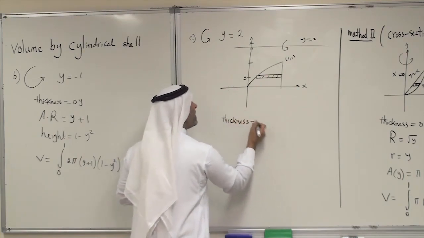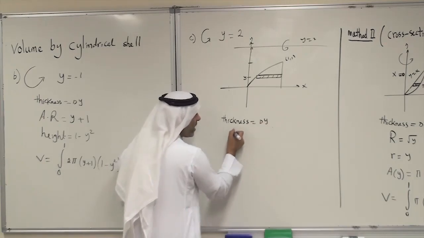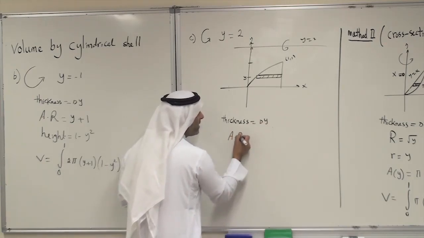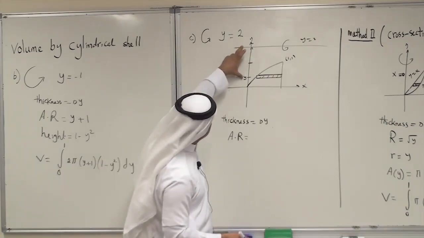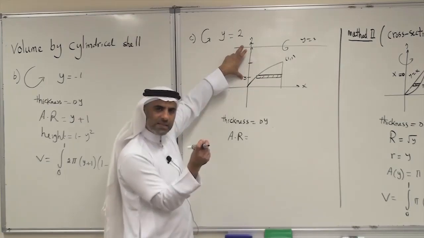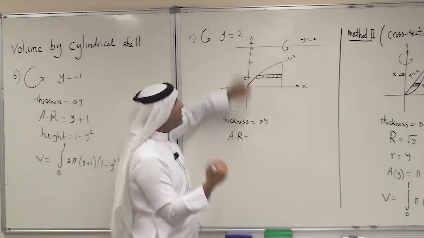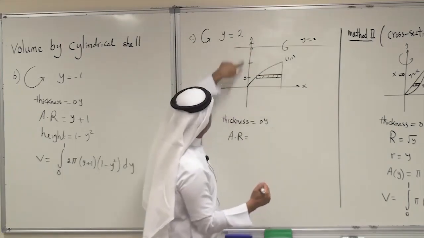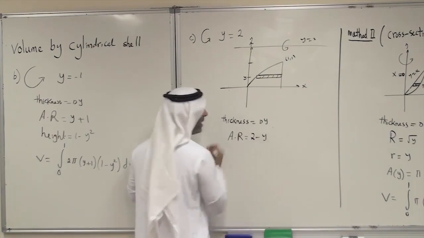The thickness here is delta y again. Fine. What is the average radius? That's what I need to answer. Average radius is, now we need to answer, what is the distance from here to here? This is a vertical distance. Since it is a vertical distance, I need y at the top and y at the bottom here. So y at the top is 2 and y at the bottom is y. So the average radius is 2 minus y.